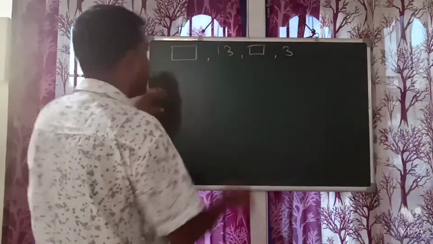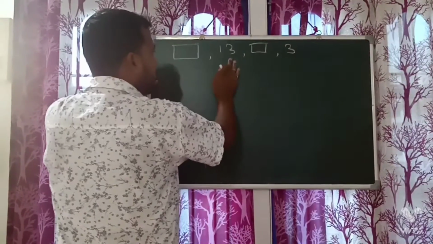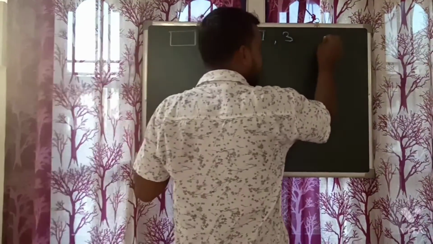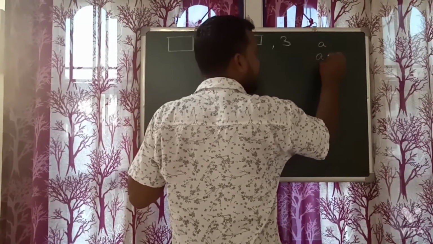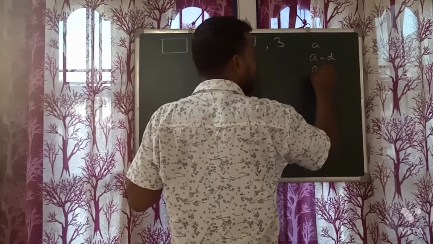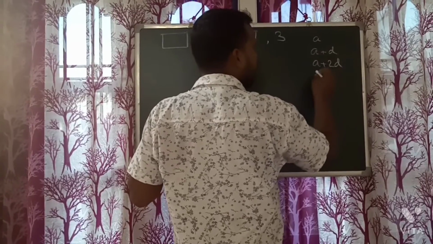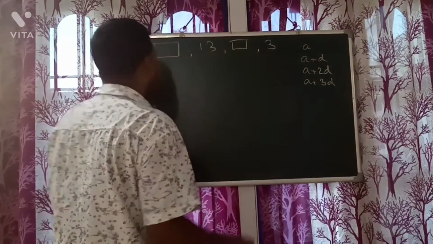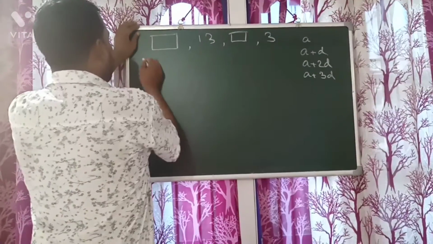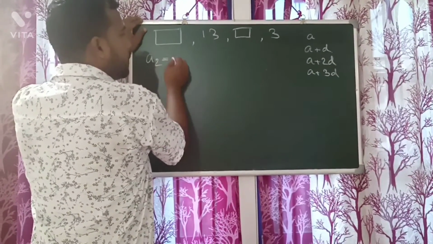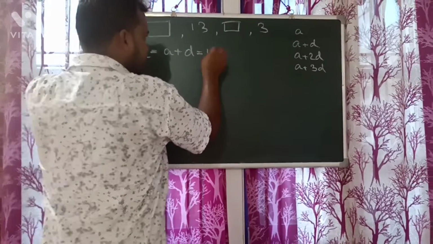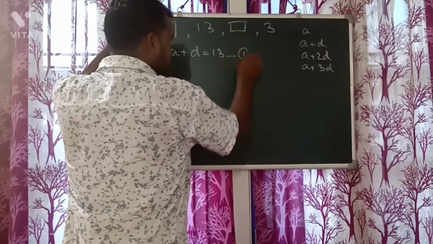Now here we know this second term. See here, the first term we can denote as A, the second term as A plus D, the third term A plus 2D, the fourth term A plus 3D. In this way we can write the second term, that means A2. A2 is equal to A plus D, which is equal to 13. This is equation 1.